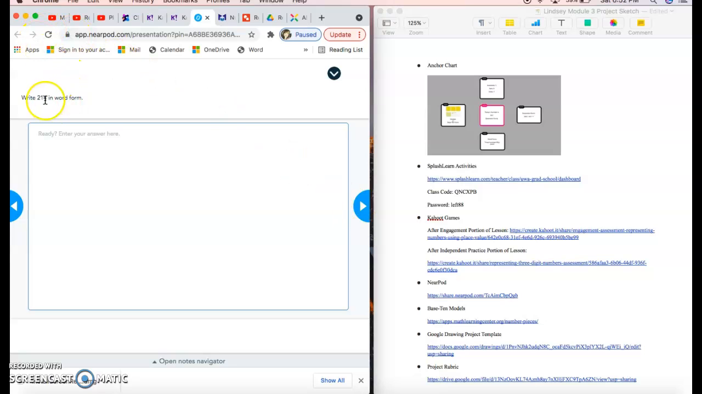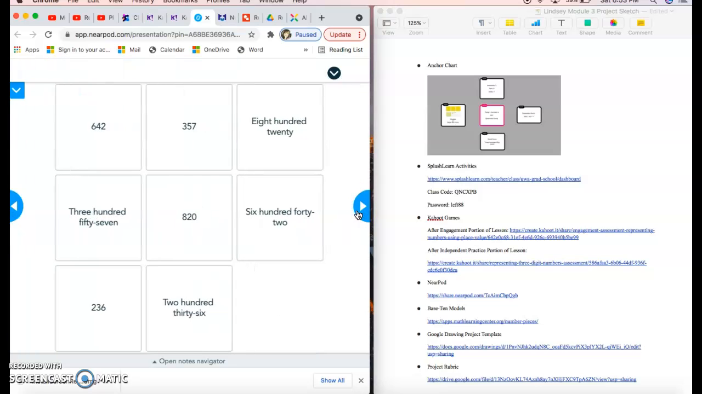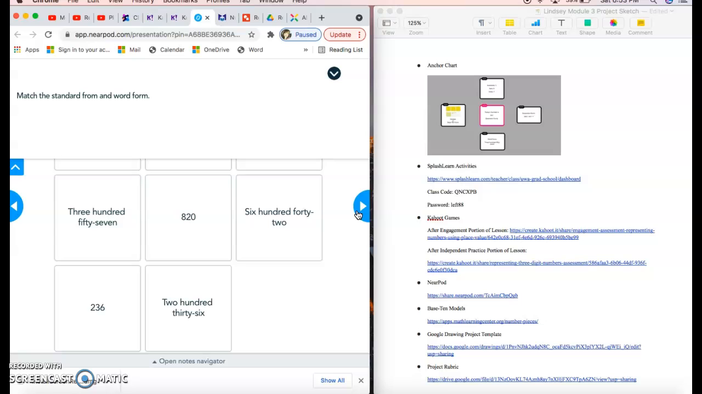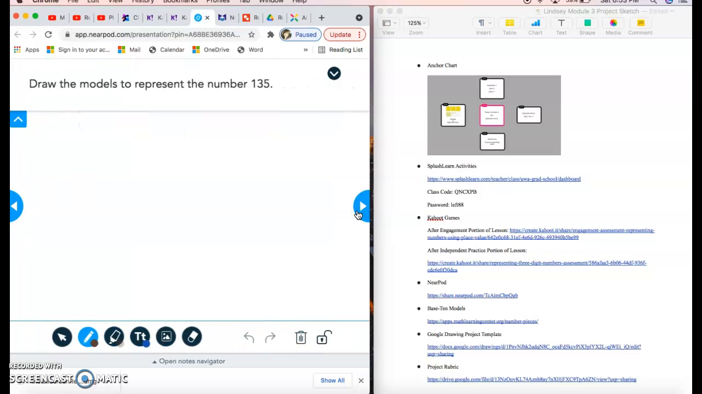So for example, the first one, write 214 in word form, where they type their answer and they submit it, it will immediately come to my device and I'm able to see which students are able to write the number correctly in word form, or some misconceptions that I need to address before moving on. There's a matching game embedded in this where they match the standard form and word form. There is a feature where they're able to draw the models for the 3-digit number.